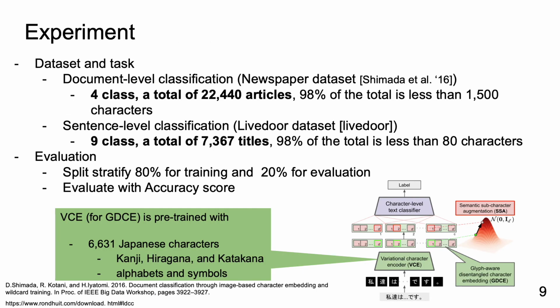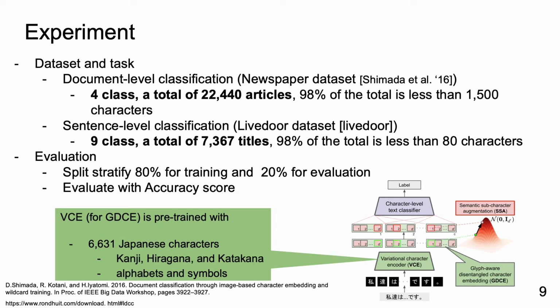To evaluate our framework, we perform two text classification tasks. The first one is a document-level classification task with 22,000 data. In training, 128 characters were extracted from the text. For evaluation, the 128 characters were slid one by one, and the entire text was used as the input.